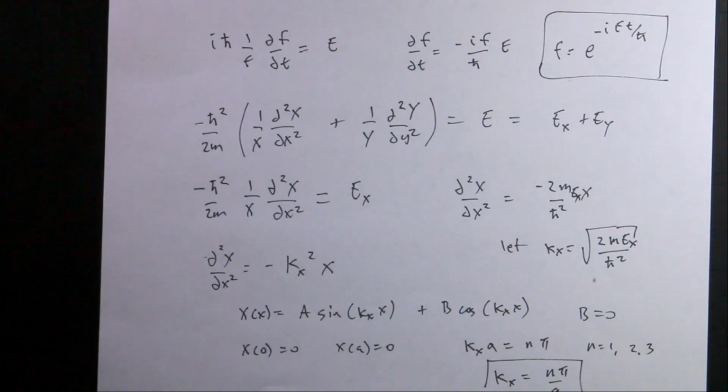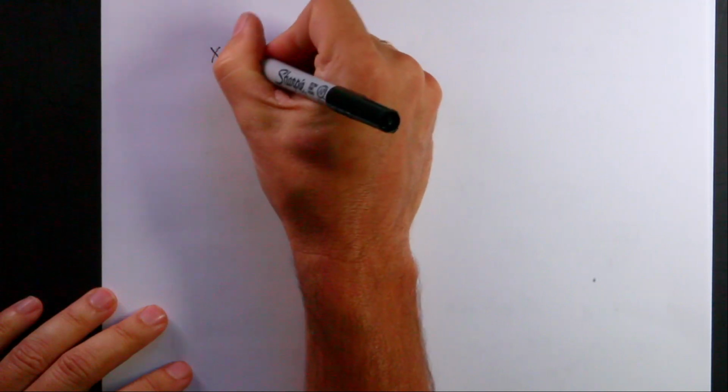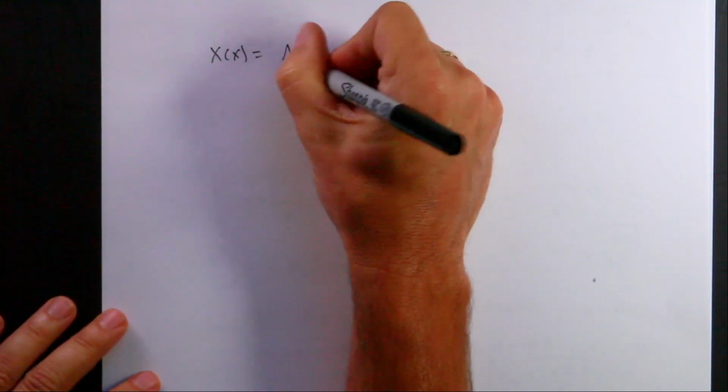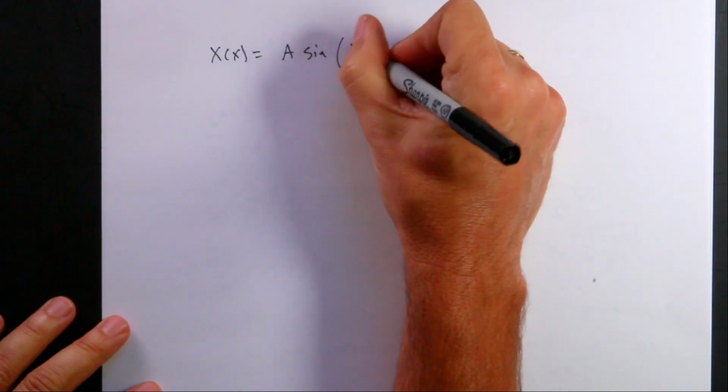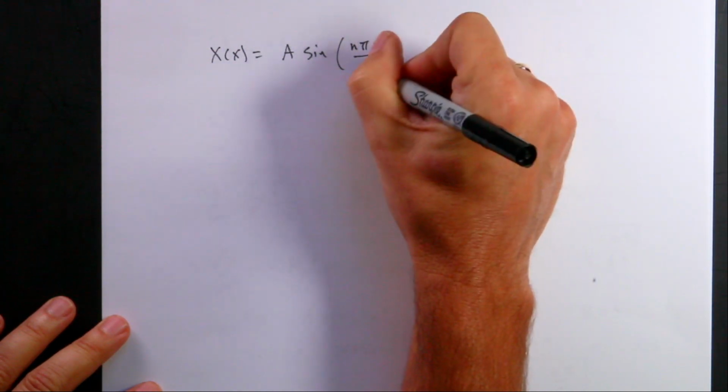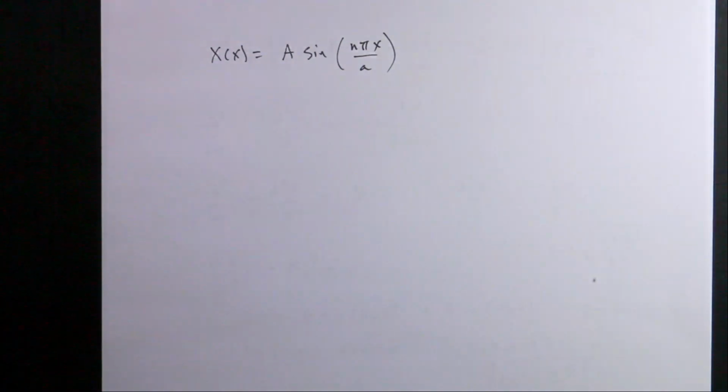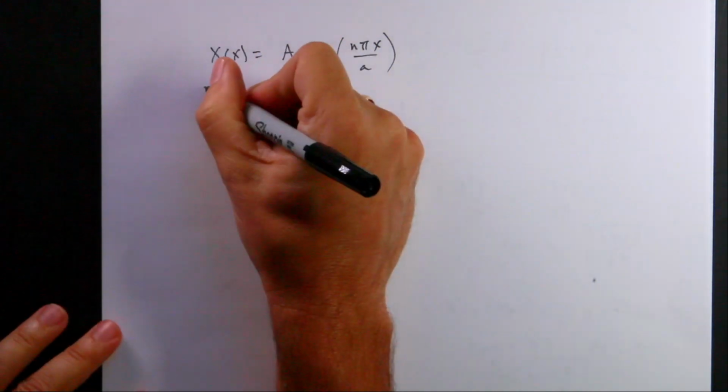Okay, so now we have the following function. I can write X of x equals A sine of n pi x over a. That has to be true. Now, there's something else that has to be true. If I look for this particle in the x direction, then I have to find it. So that means that the following has to be true.